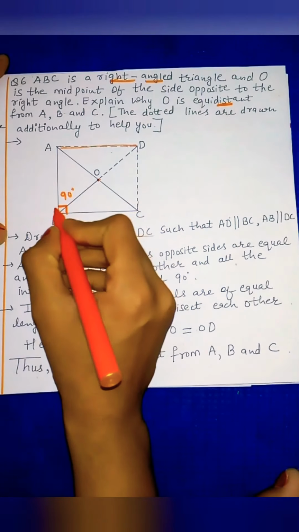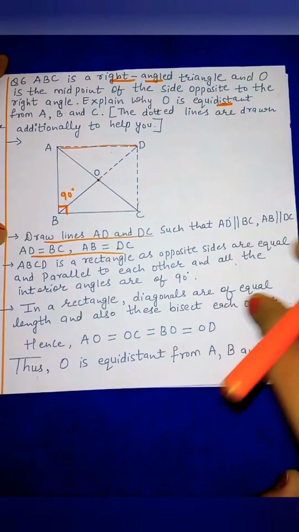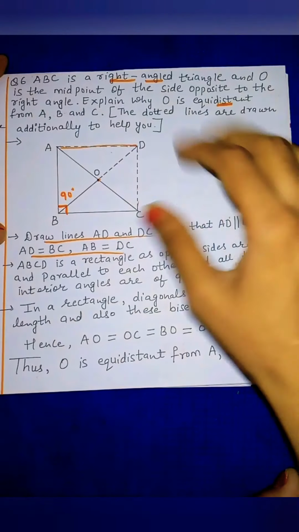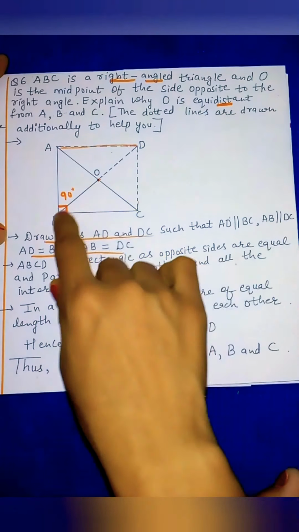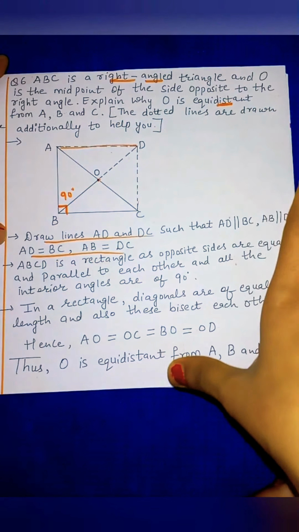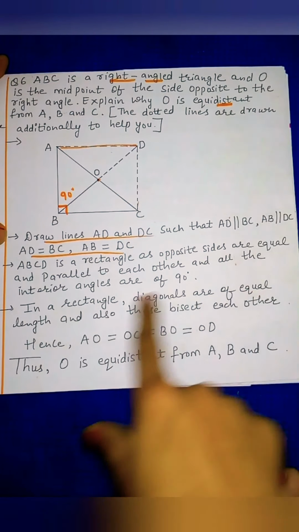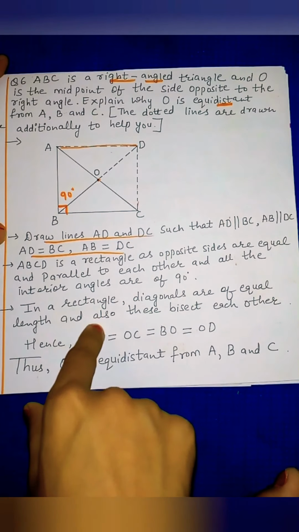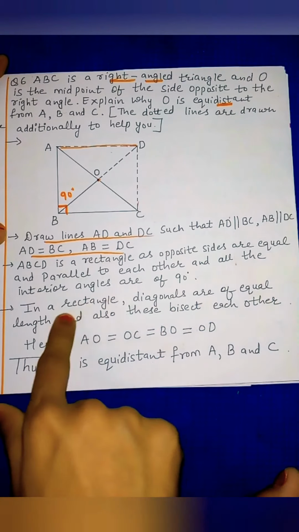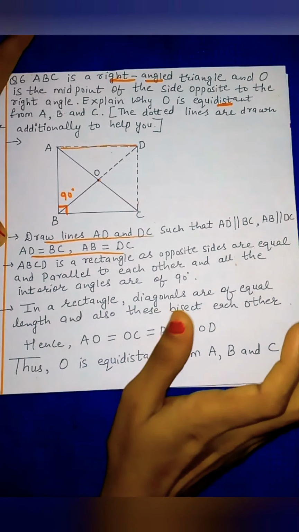Now this is 90 degree, so this also will be 90, this also, and this also. It is the shape of a rectangle, so all the angles are 90 degree. Even if you solve with the help of property, you will get all these angles at 90 degree. Now in a rectangle, diagonals are of equal length. This is another property of a rectangle. We know that both diagonals are equal in a rectangle.